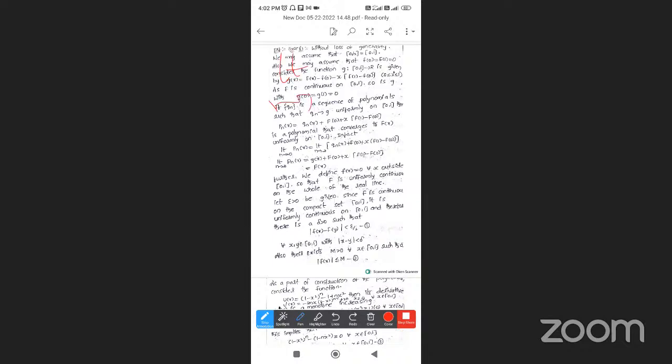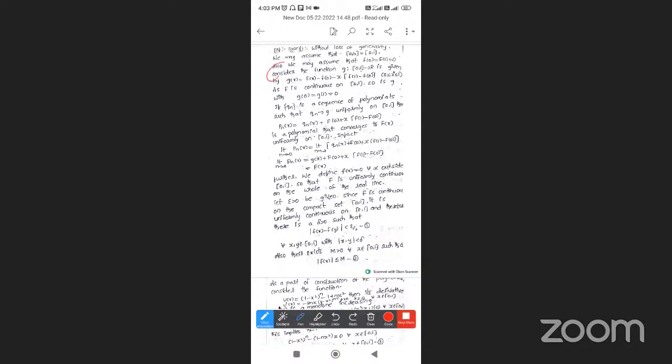In fact, the limit as n tends to infinity of pn of x is equal to the limit of qn of x plus f of 0 plus x into f of 1 minus f of 0. Here qn converges to g of x. So these are constants.